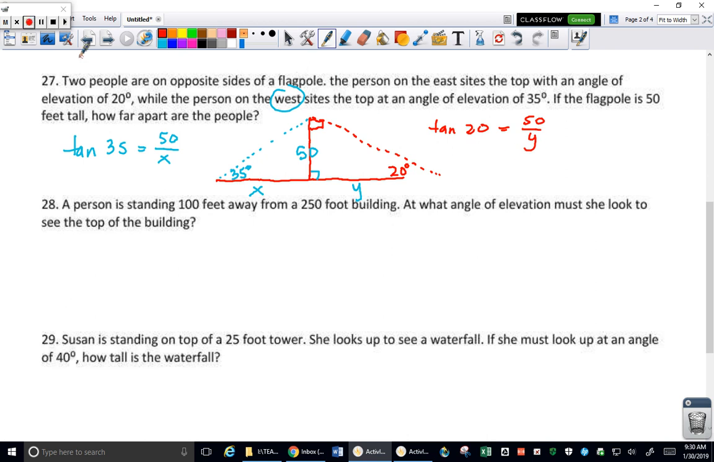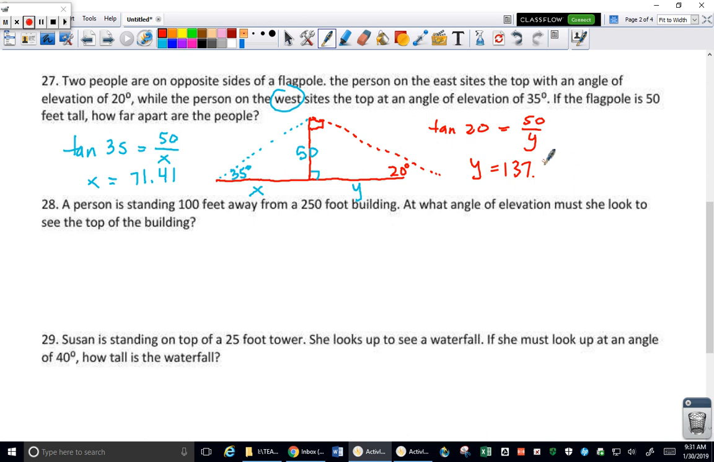So pardon while I calculate. So I've done the calculations now. This is a division problem. And I get 71.41 feet away on the left side. This person over here is 137.37 feet away on the right side.